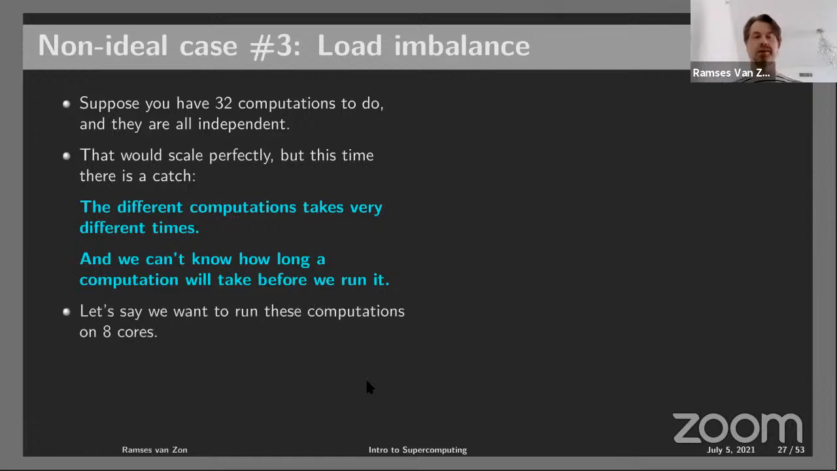Okay. So imagine that we have, say, 32 computations to do, as an example. They're all independent, and they all take some time, but we can't predict what. Maybe the whole point is to do some sort of search. We don't know how long it will take to find things, and it will take different times for different things that we're searching for. We can't know how long it takes ahead of time, because that would mean that we basically already found it. So let's say we want to run these 32 computations on 8 cores.